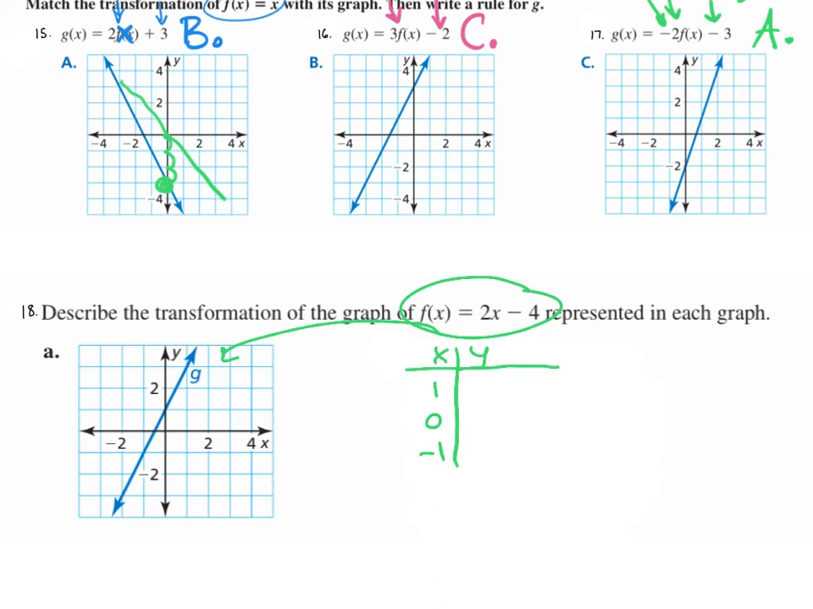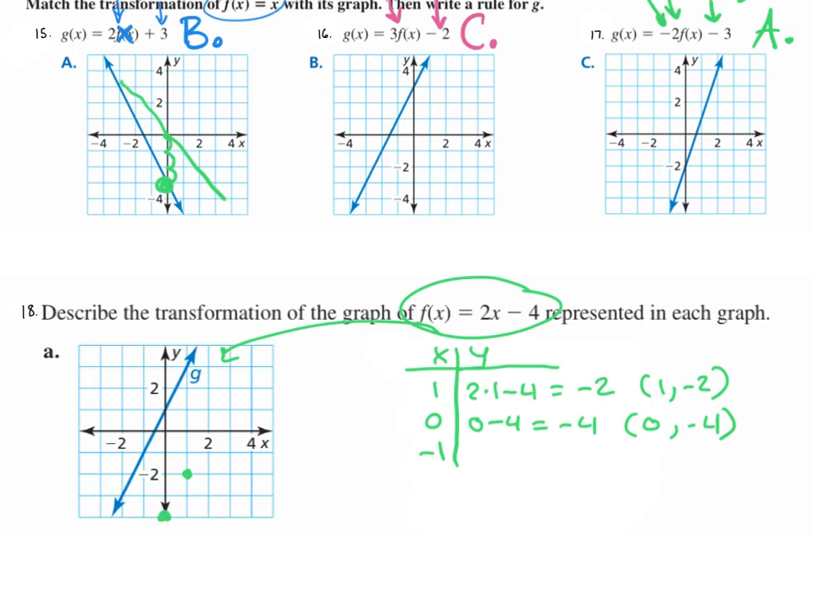We could plug in anything. We could plug in 2, 4, doesn't matter. We can plug in anything, just as long as we have a variety. So when we plug in 1, we have 2 times 1 minus 4, which would be -2. So our point here would be 1, -2. So we go to the right 1 and down 2. When we plug in 0, we get 0 minus 4, which is -4. So our next point is 0, -4. So we stay on 0, go down 4.